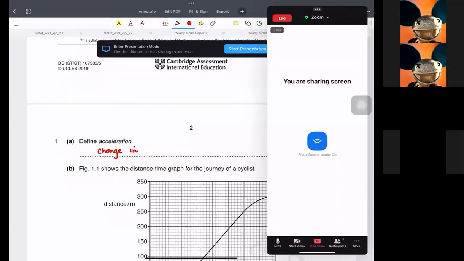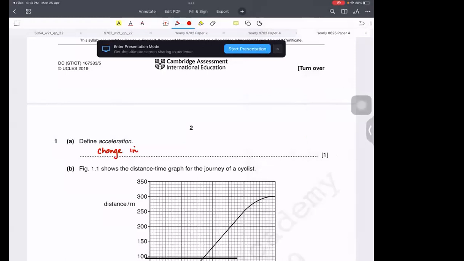So you aren't sharing your screen. Okay, sorry. Do that in a second. Is it visible now? It is.